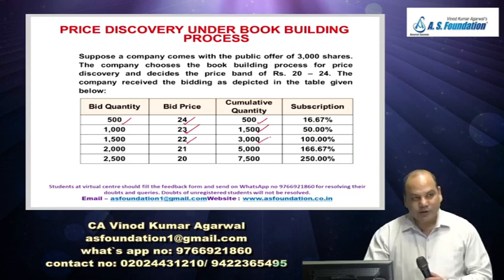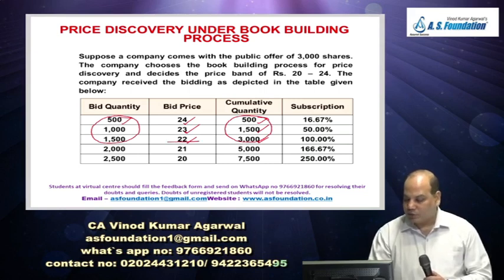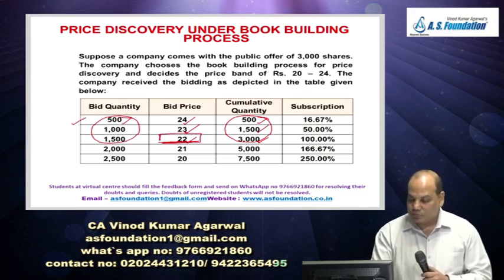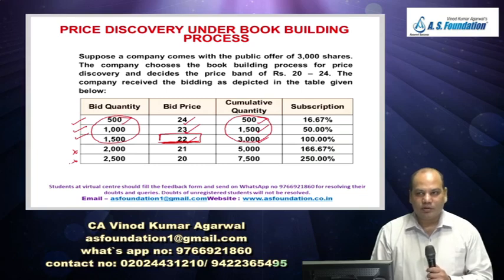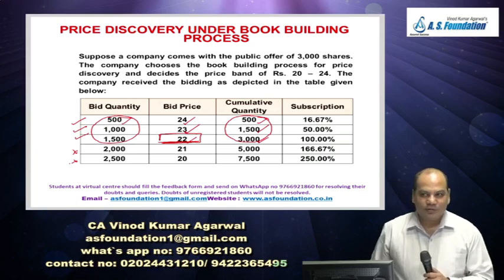So let us see the cumulative quantity. If I choose 22, we can allot 3,000 shares. So my cutoff price the company will fix at 22. So these investors will be allotted the shares, and these two investors, bye bye, enjoy.